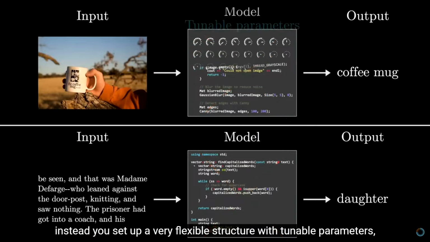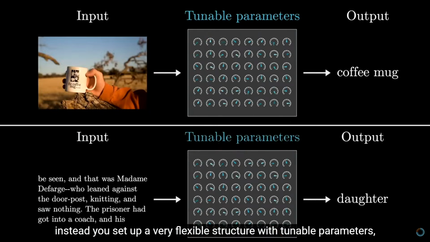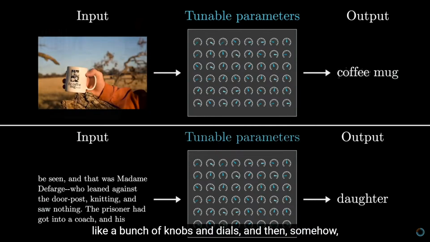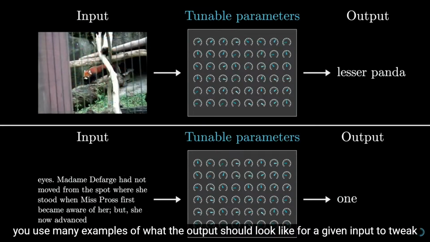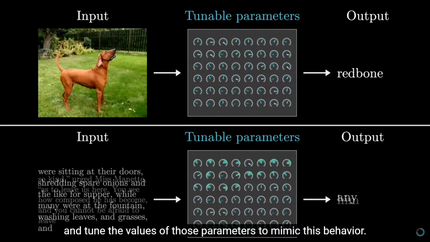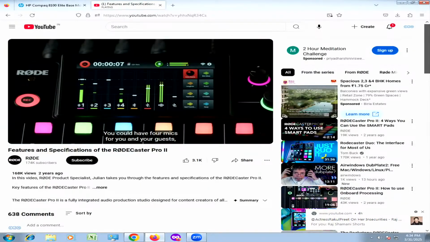Instead, you set up a very flexible structure with tunable parameters, like a bunch of knobs and dials, and then, somehow, you use many examples of what the output should look like for a given input to tweak and tune the values of those parameters to mimic this behavior.